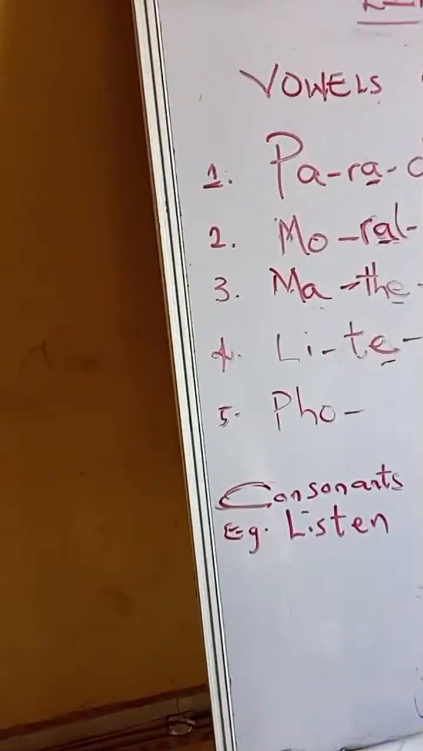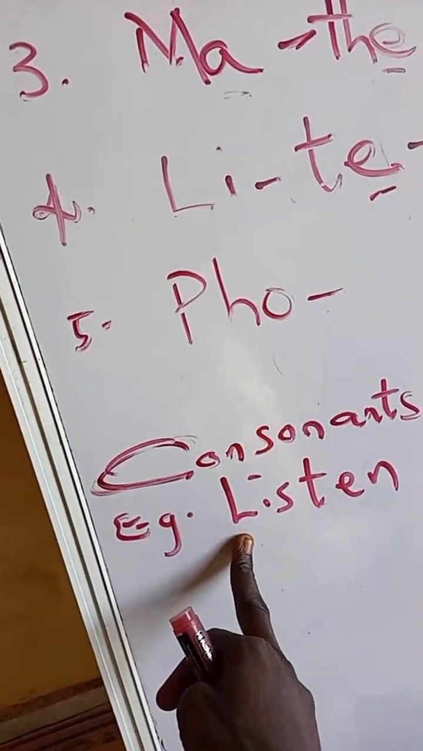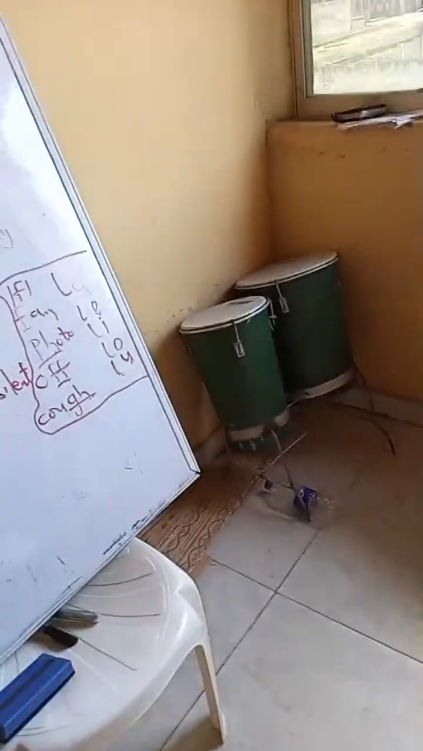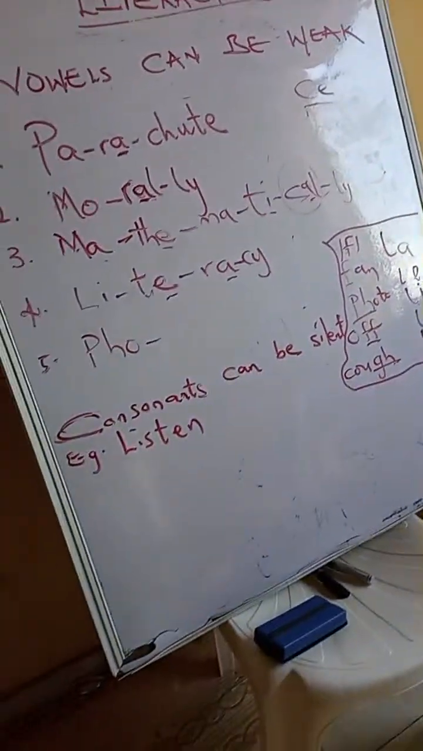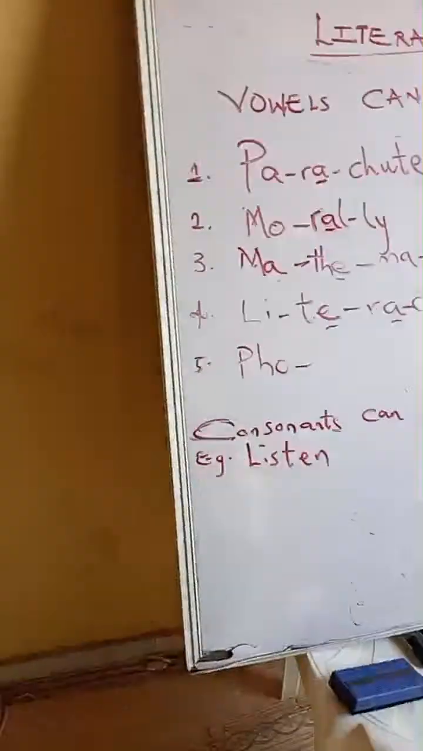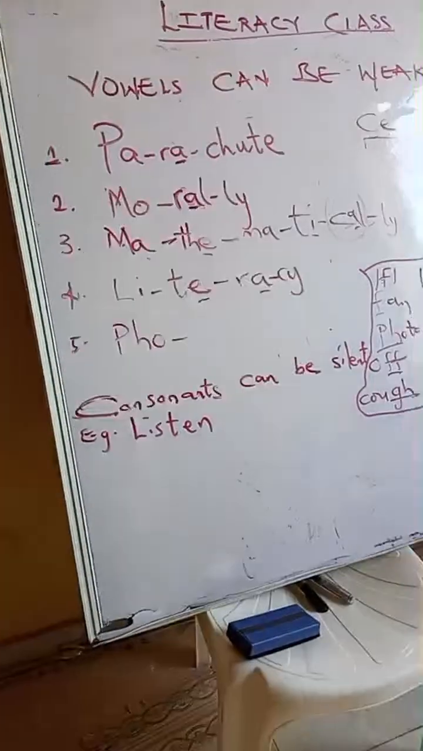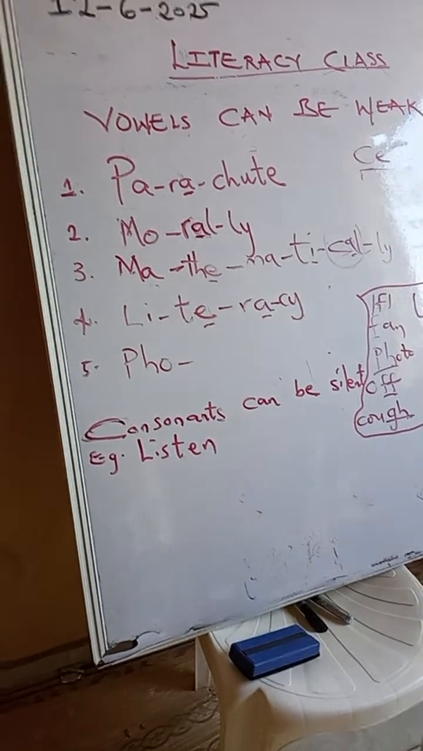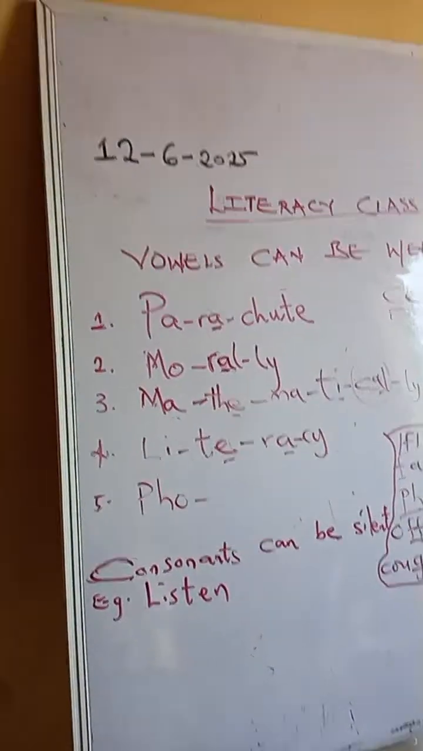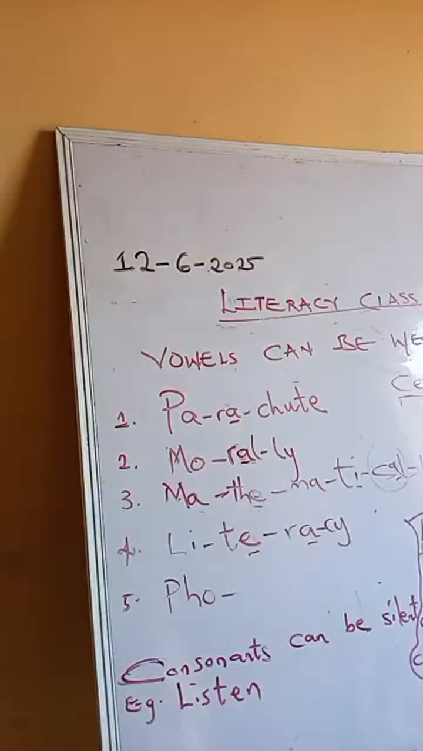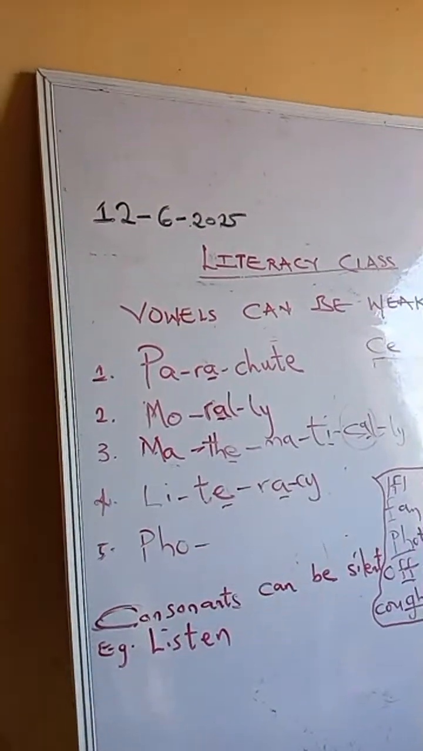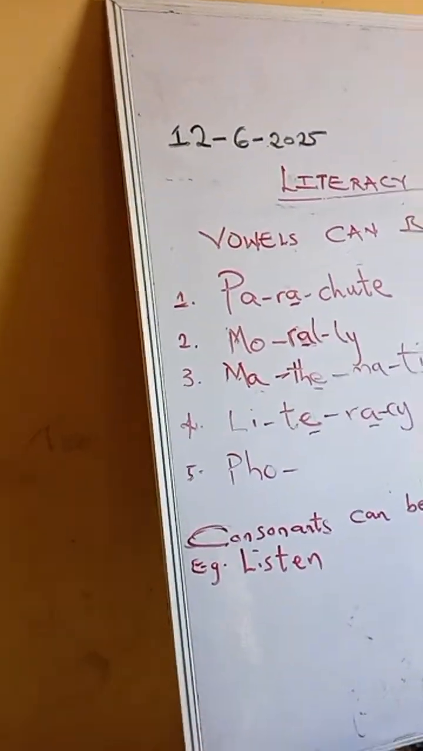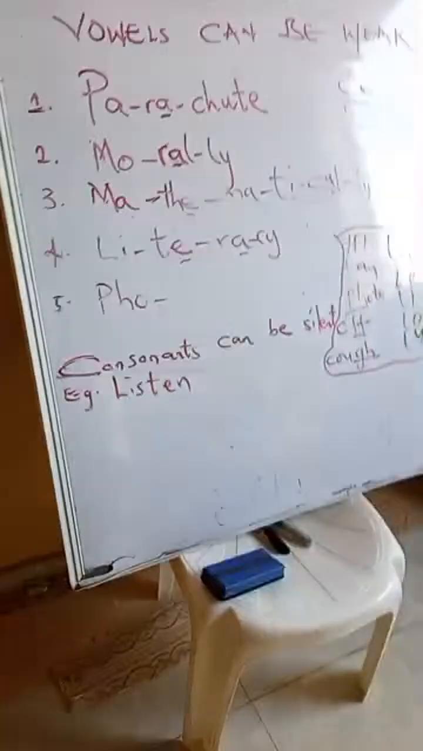Now, one of the four consonants can be silent, right? One consonant is silent here, and one vowel is weak. Can you try? Which one is weak there? Now listen. Is it the I or the E? Listen. The E is weak, right? That's beautiful. And now which one is silent? Very good.